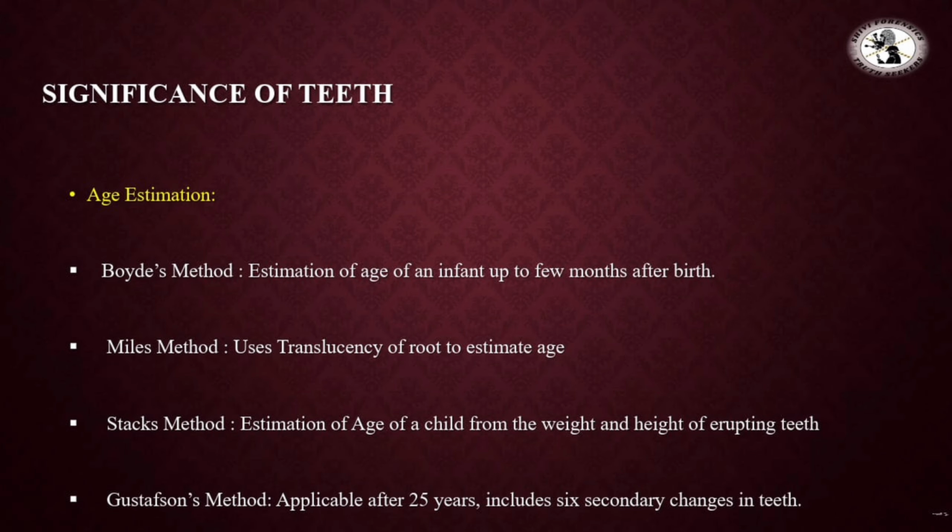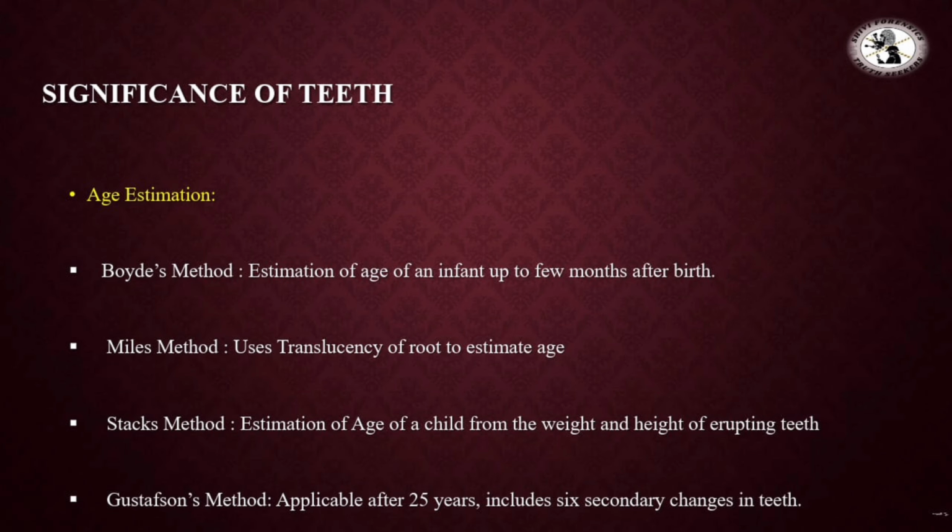Boyd's method. It is the estimation of age of an infant up to few months after birth. Next is Miles' method. It uses translucency of root to estimate age of a person. Next is Stack's method. In Stack's method, estimation of age of a child is done with the weight and height of erupting teeth, followed by Gustafson's method.